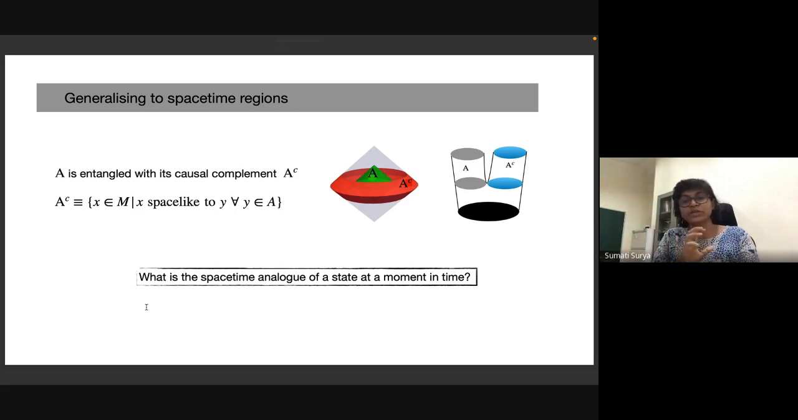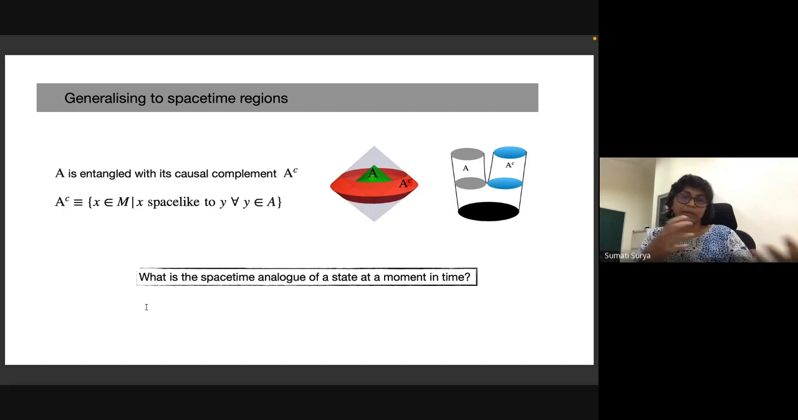And we have the two regions. So the entanglement is between the region A, which is the smaller causal diamond, and its causal complement. The causal complement is simply the set of events in the larger spacetime region which are completely spacelike to the original region A. So the entanglement is between these two spacetime regions, and that is what one would like to capture. In other words, we'd like to ask, what is a spacetime analog of a state at a moment of time?